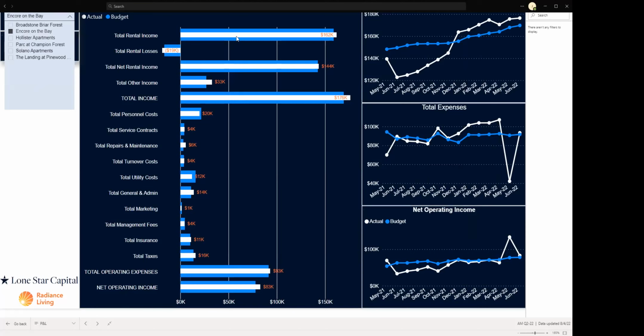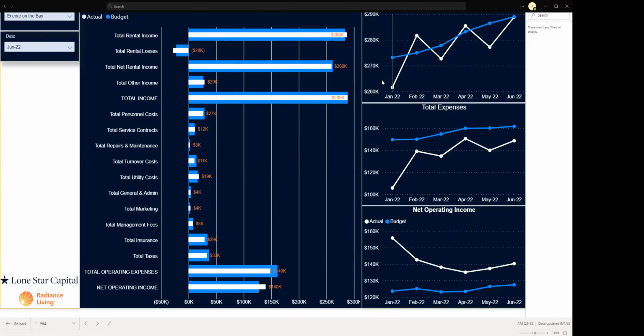Looking at Encore. So Encore, we took over in December, basically the end of December. January was really the first full month. It's a bit more choppy. And as you can see, NOI is starting to level out, which is usually the case. There's usually quite a big outperformance at the beginning. And again, that's just due to noise.